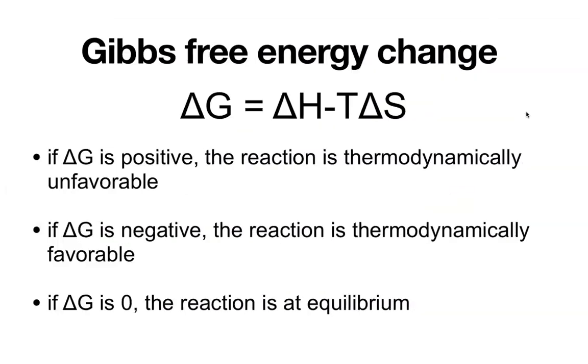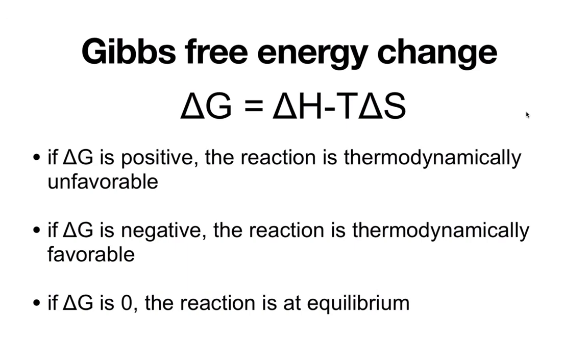Okay, and so when we talk about thermodynamic favorability, you should be thinking, that rings a bell: Gibbs free energy change, or delta G. Remember that if delta G is positive, the reaction is thermodynamically unfavorable as written. If it's not favorable in the forward direction, then it's got to be favorable in the reverse direction. So if delta G is positive, it's unfavorable in the forward direction, but favorable in the reverse direction.